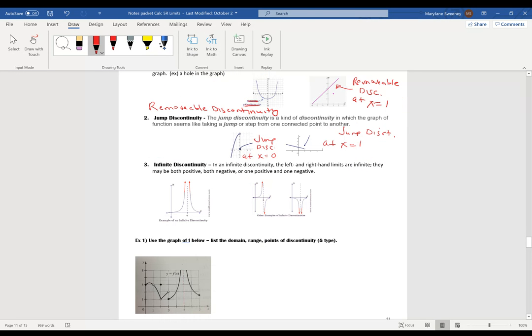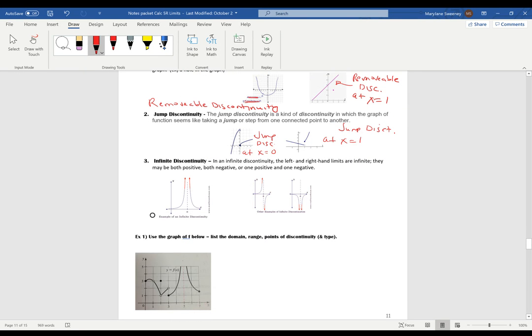Infinite discontinuity is basically, you would think of an asymptote. If there's an asymptote, then there is infinite discontinuity.